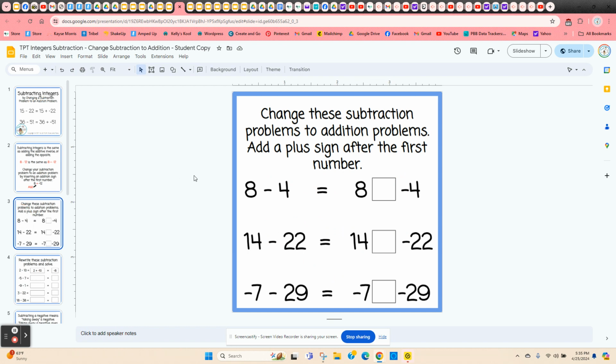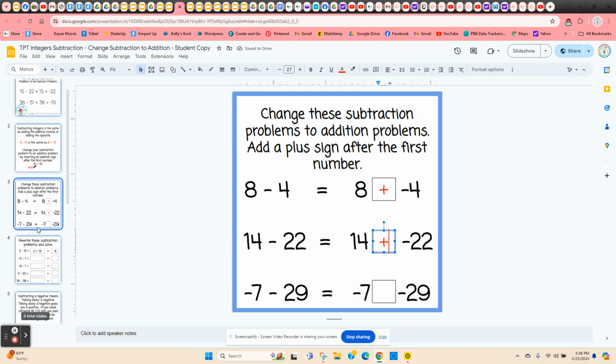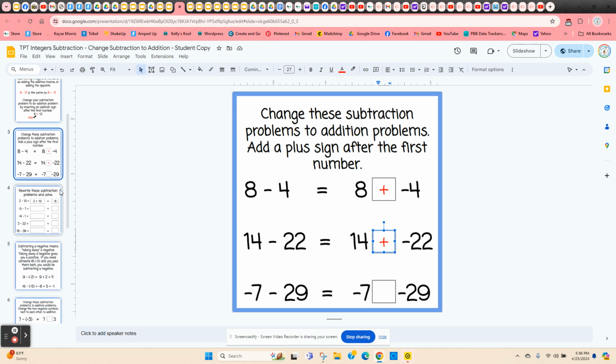So students are going to practice doing that on the next slide. 8 minus 4 is the same as 8, and they're just going to put a plus sign, plus negative 4. 14 minus 22 is the same as 14 plus negative 22, and so on. So they get a little bit of practice just adding the addition sign.